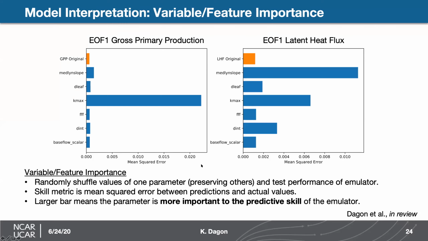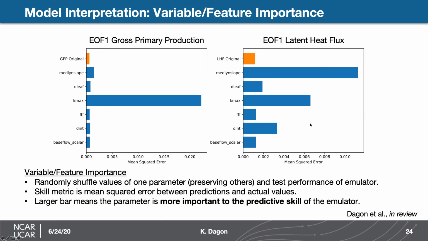So these are the results for doing variable feature importance on my emulator. What's really interesting is that we can see right away for GPP there's one parameter in particular that's responsible for a lot of the skill in the emulator, and we can talk about that more.